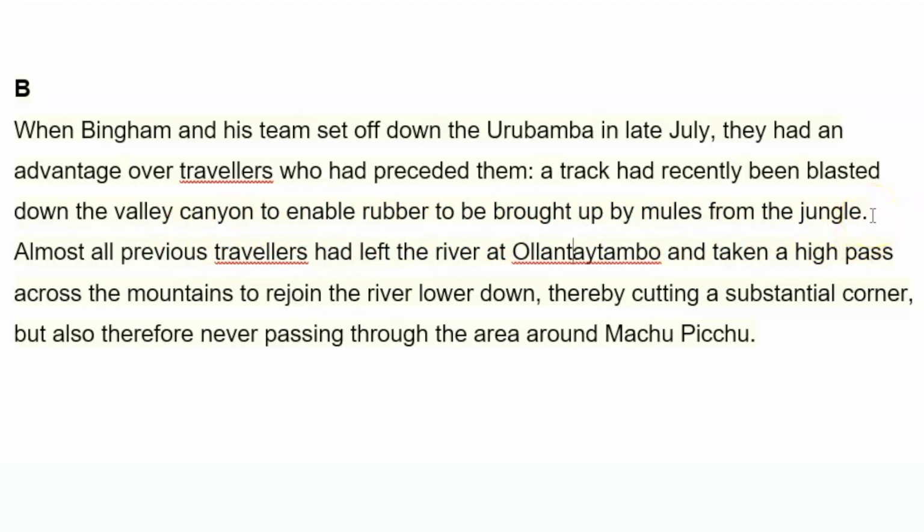So in the first sentence of this paragraph, they are telling us about one advantage which Bingham and his team had over other groups of explorers. Their advantage is that a track had been blasted. Track means a rough road. Blast means destroyed. So before this team came, a rough road had been destroyed in order to transport rubber by mules from the jungle. Rubber is a type of material and mules are a type of animals which are used for transportation.